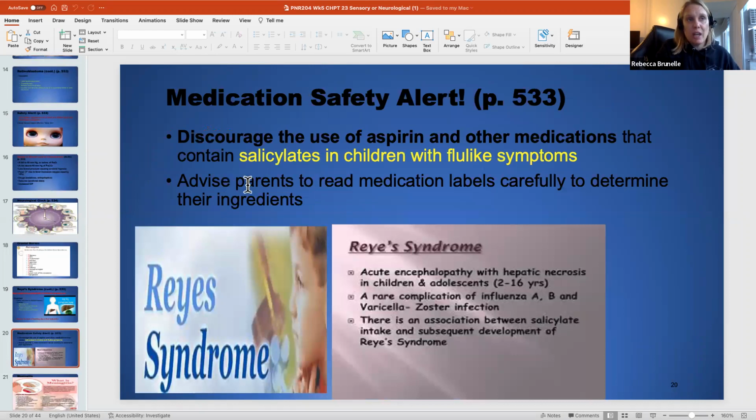So this here in yellow is the name of the medication class, the salicylates. That's the family that aspirin is in. So it's not just aspirin that is associated with Reye syndrome, but aspirin is the most common medication. It's any medication in that salicylate family. So advise parents to read medication labels carefully to make sure there aren't any salicylates in the medication that they're taking.